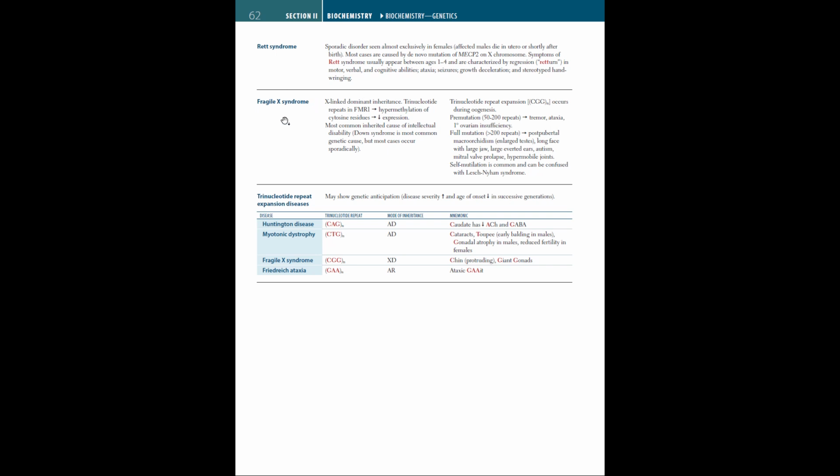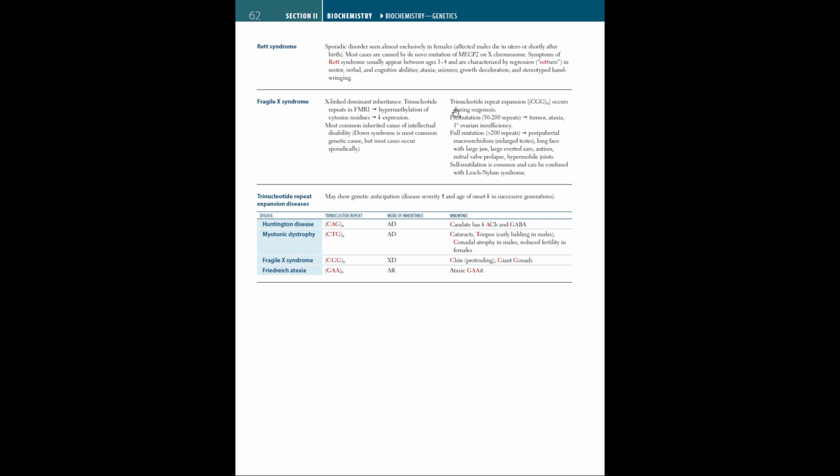Next, we have Fragile X syndrome, which is X-linked dominant inheritance. So what happens in Fragile X syndrome? Trinucleotide repeats in FMR1 lead to hypermethylation of cytosine residues, leading to decreased expression. Fragile X syndrome is the most common inherited cause of intellectual disability. Now, Down syndrome is the most common genetic cause, but most cases occur sporadically. So Down syndrome is the most common genetic disorder, whereas Fragile X syndrome is the most common inherited cause of intellectual disability.